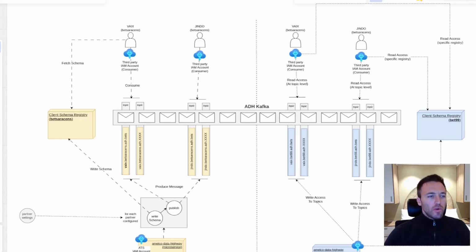So what is the Amelco data highway? At the core of it, it really is just our way to share data in real time. Our internal data from our trading system and our betting system with third parties.